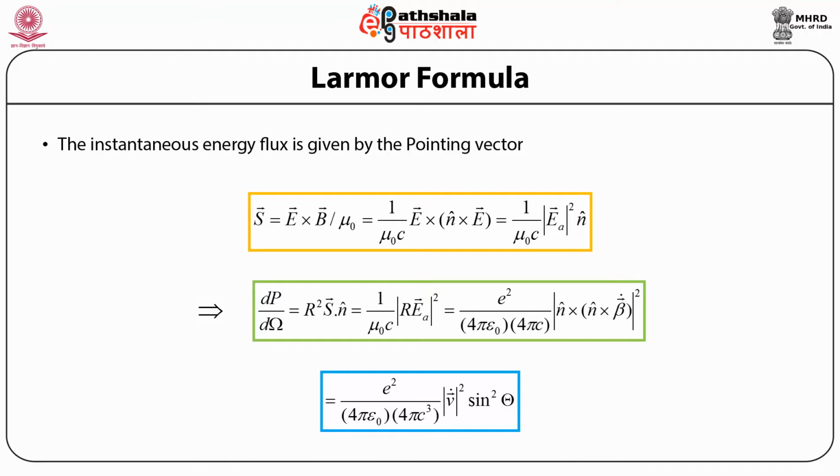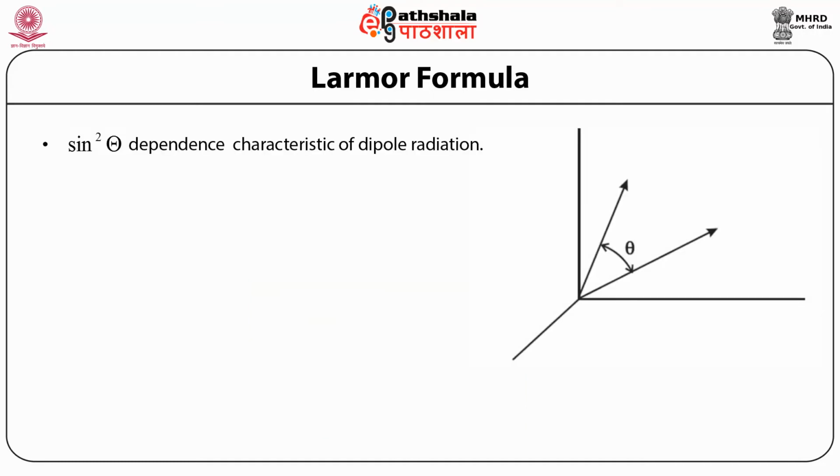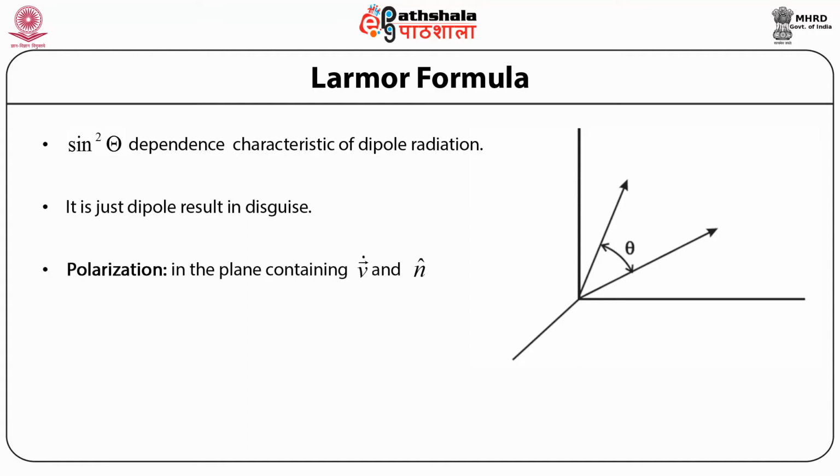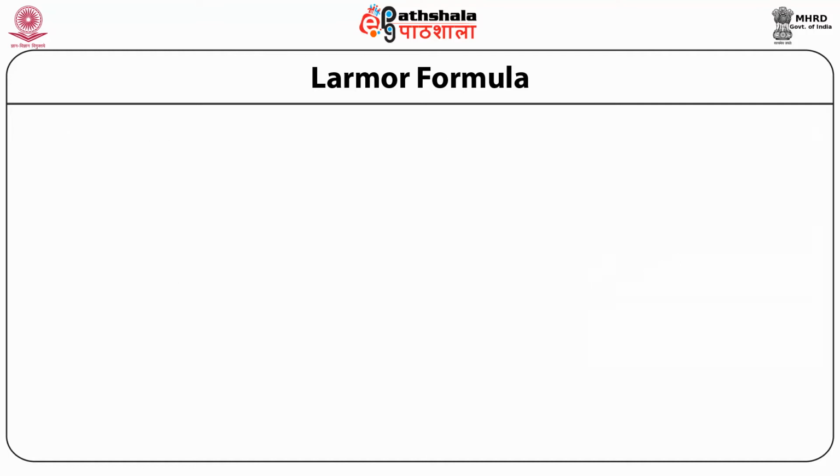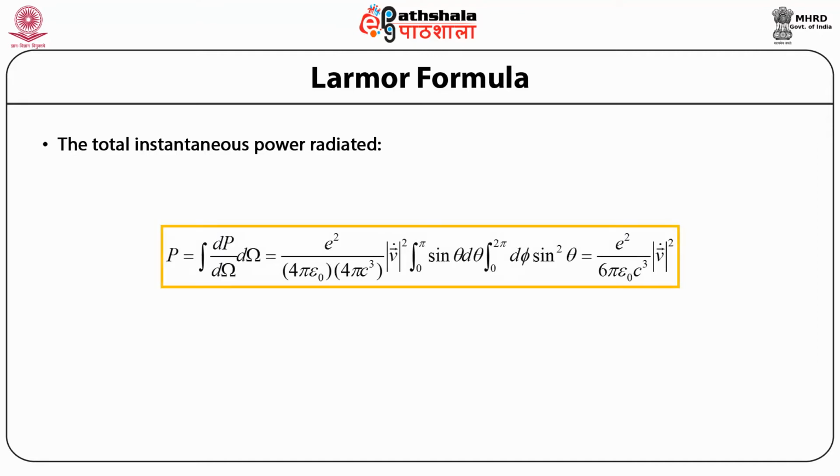On substituting for E_a, if theta is the angle between the acceleration v dot equals c beta dot and n cap, then the power radiated can be written as dP by d omega equals e square divided by 4 pi epsilon naught into 4 pi c cube whole into v dot square sine square theta, where sine square theta is the characteristic of dipole radiation. It is just the dipole result in disguise, with polarization in the plane containing v dot and n cap.